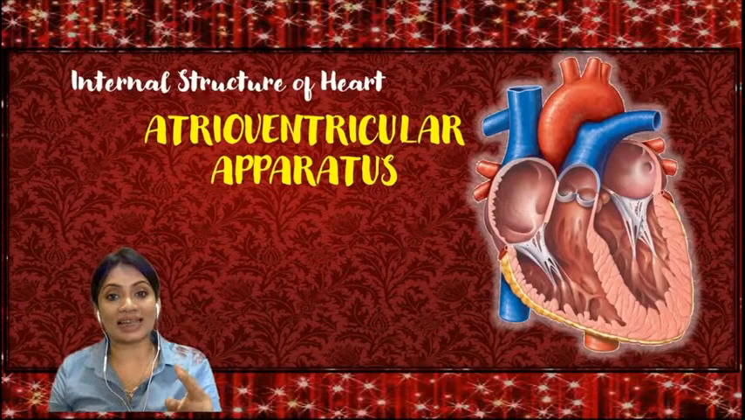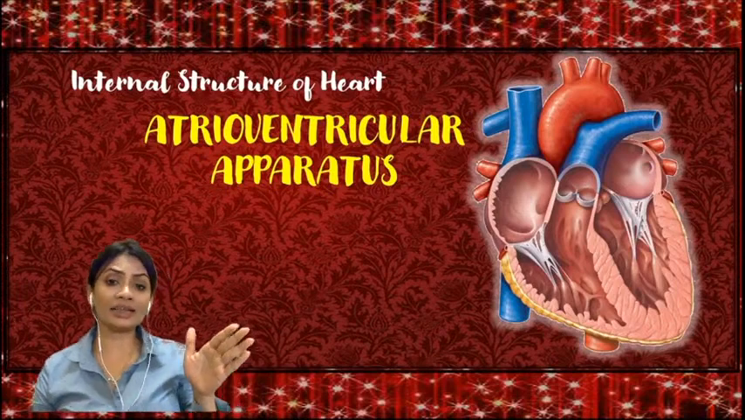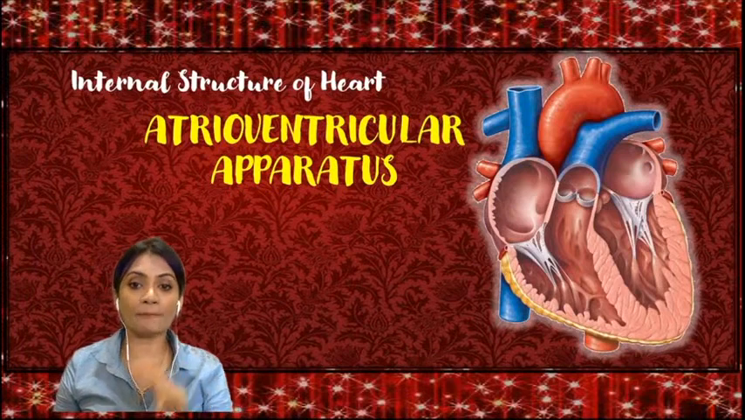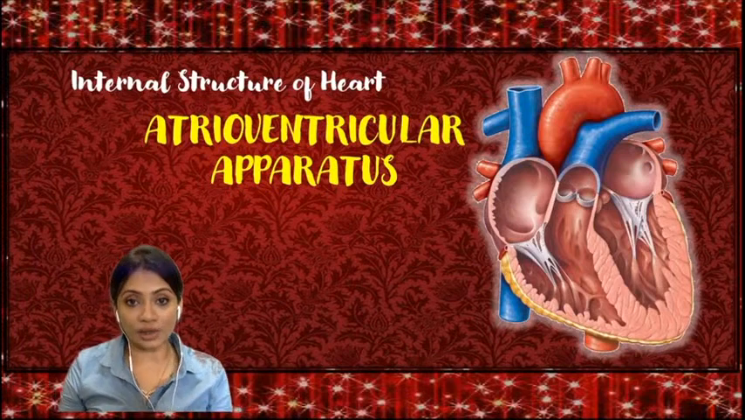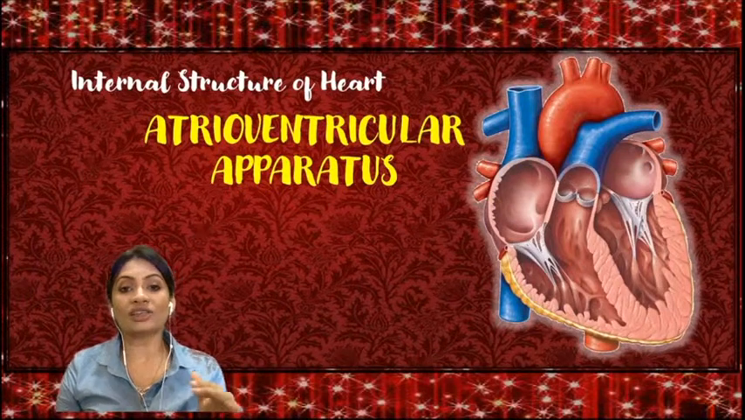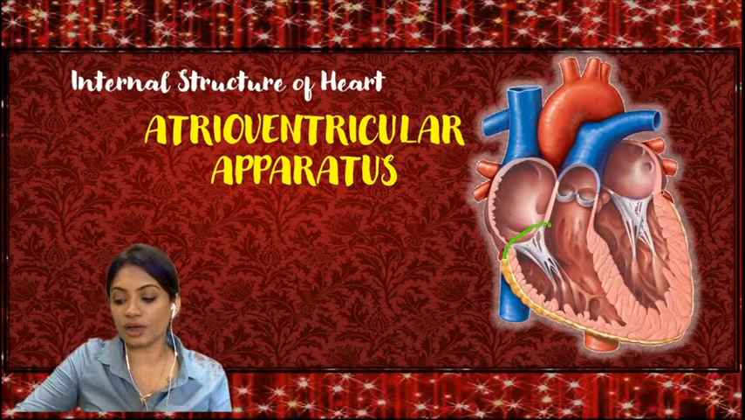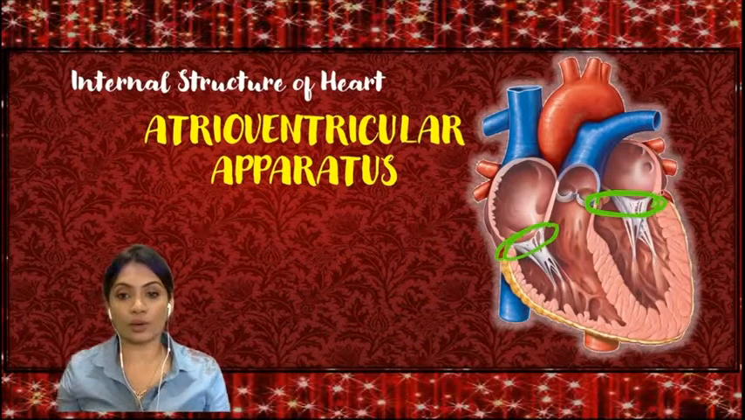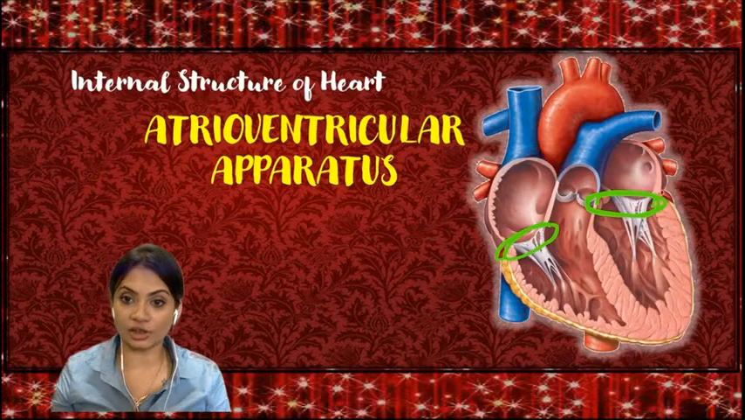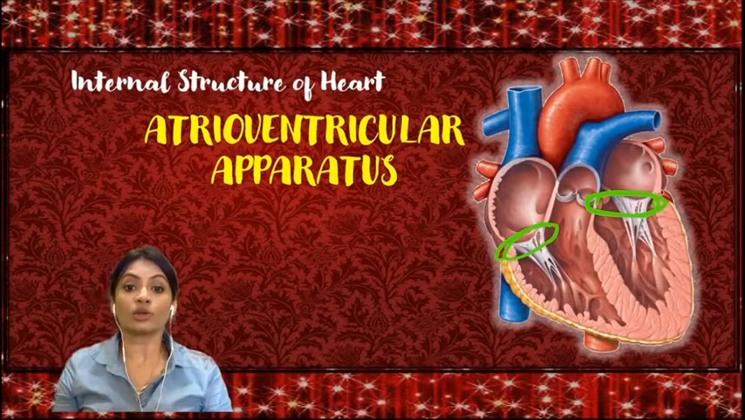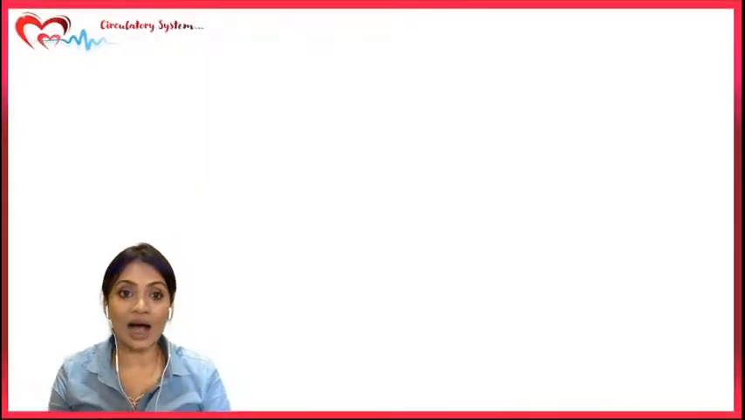Coming towards the second part of our answer, that is the atrioventricular apparatus, which means I am talking about those structures present between the atria and the ventricles. I'm talking about these structures which I've just circled on that sheet right now. So let's see what these structures are all about and how they look.